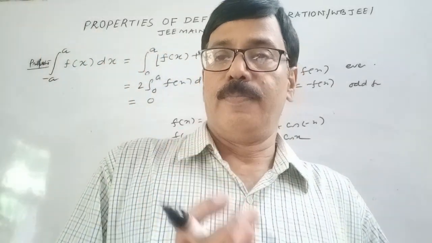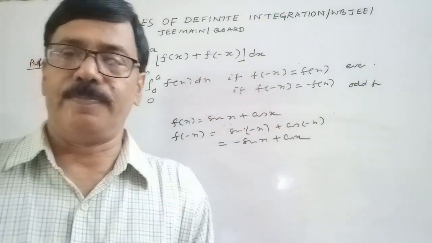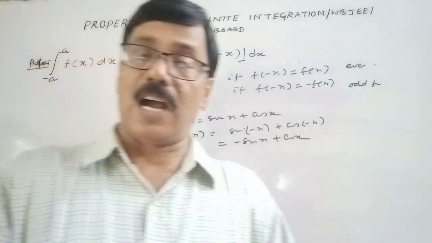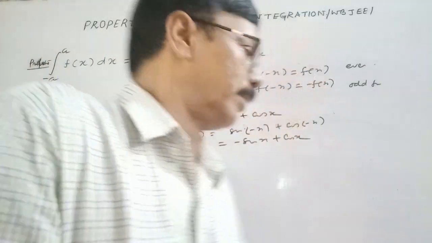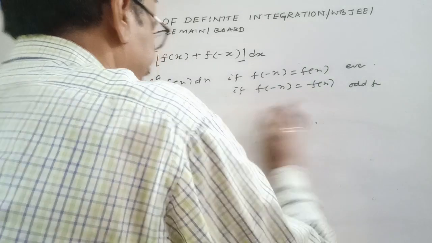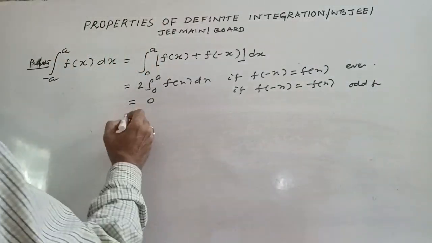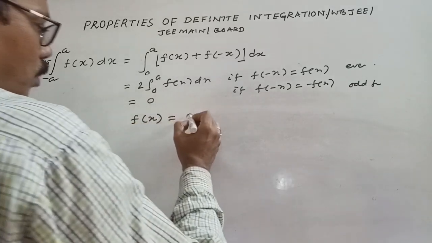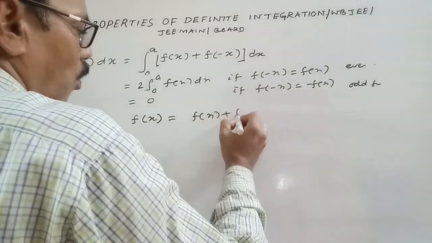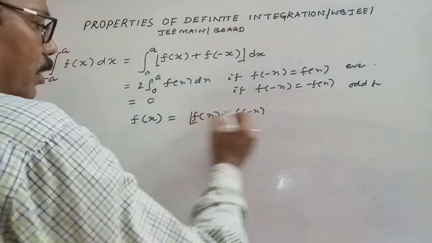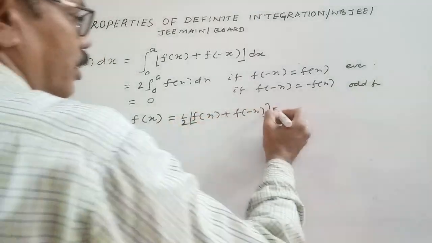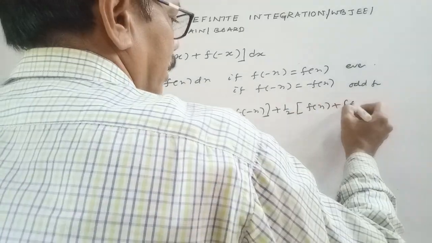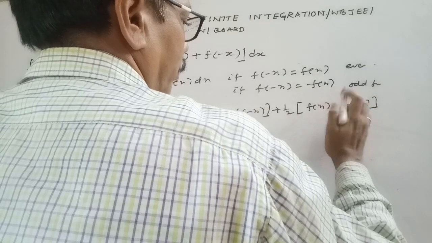But there is a most important theorem. Every function can be expressed as a sum of an even and an odd function. So there is a theorem: every function can be expressed as a sum of an even and an odd function. Look, this is a remarkable theorem. All of you know it. Try to recall. So we can write f(x) in this form.